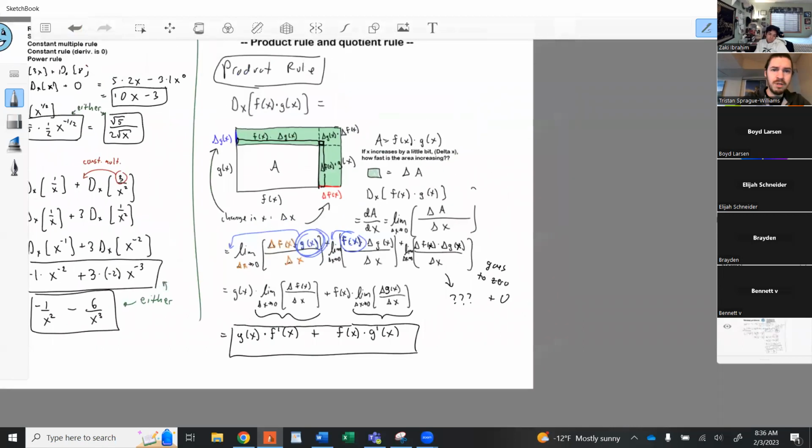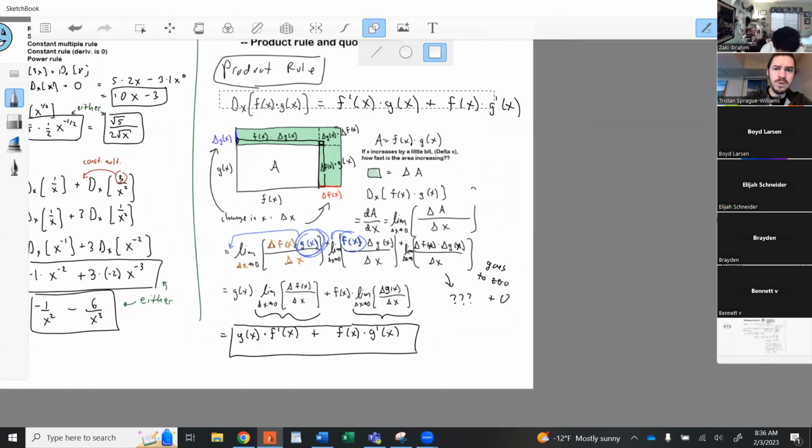And there we go. So that is what we get to put up here. I'm going to reorder it a little bit in a way that I think is familiar, that I like. I like to write it with f prime first times g, and then f times g prime. And this, my friends, is the rule we have to follow when we are doing a derivative of a product.